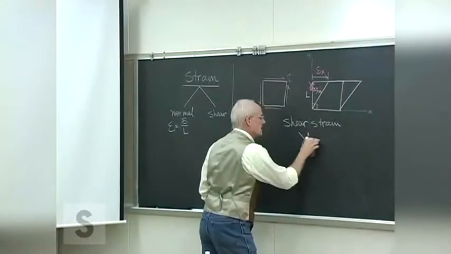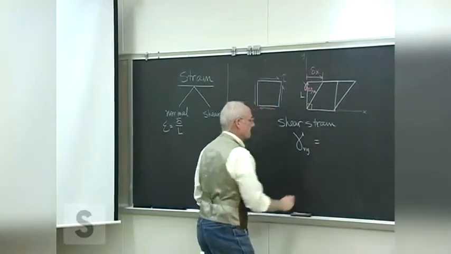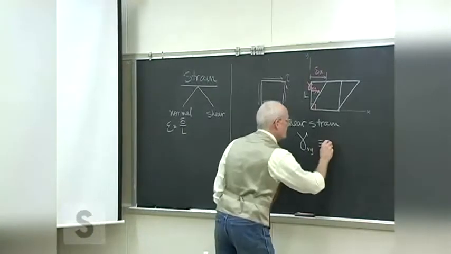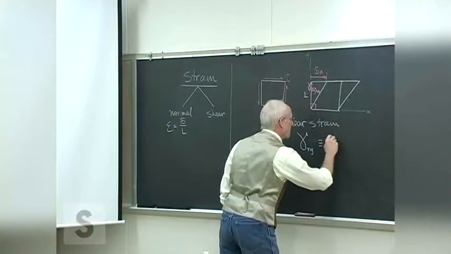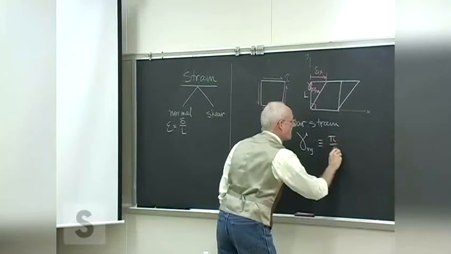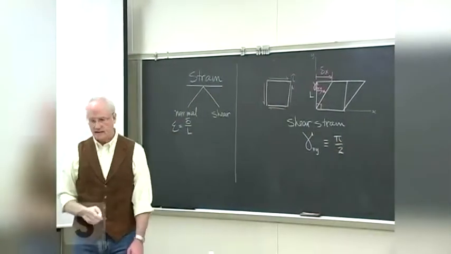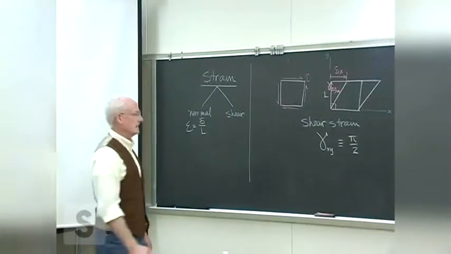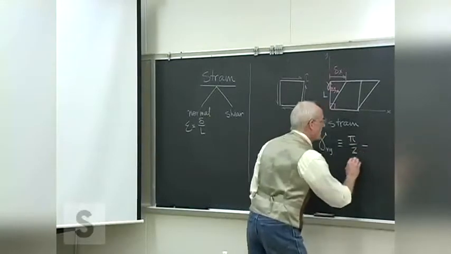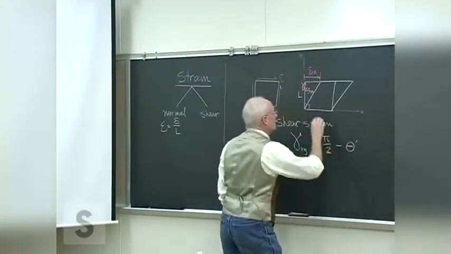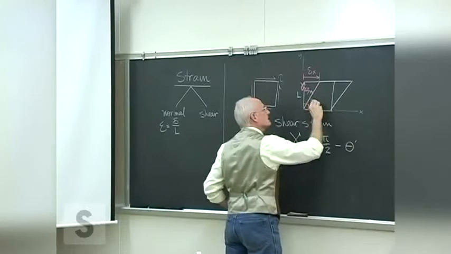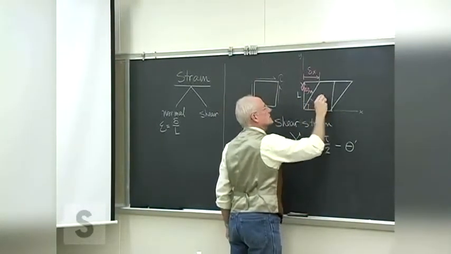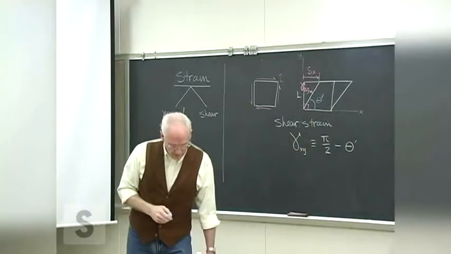So, in this case then, the shear strain in the xy plane for that little picture is defined as the original angle, 90 degrees, or pi over 2, because this is generally done in radians, minus whatever the current angle is. So that corner angle started out at 90 degrees. It's now some deformed value, theta prime.